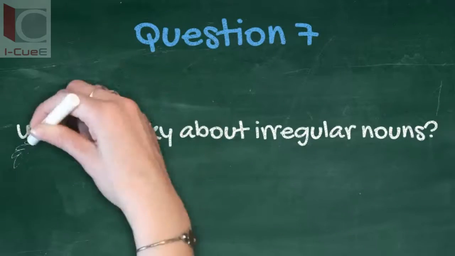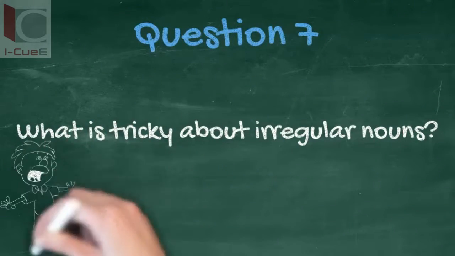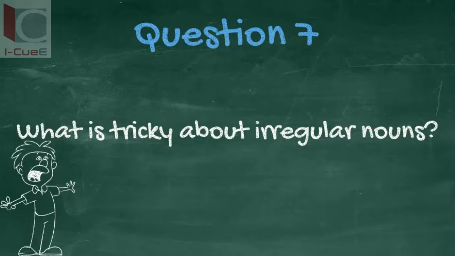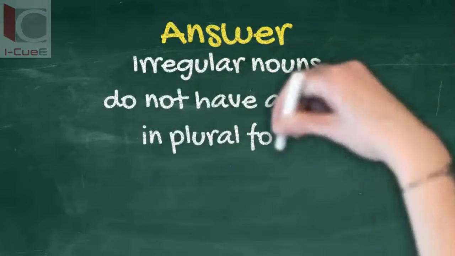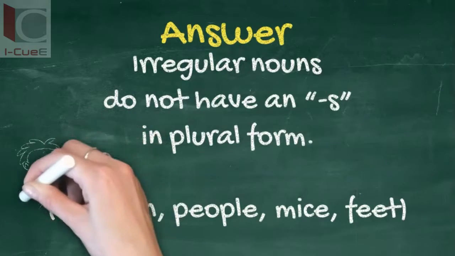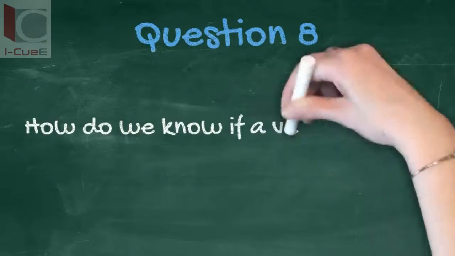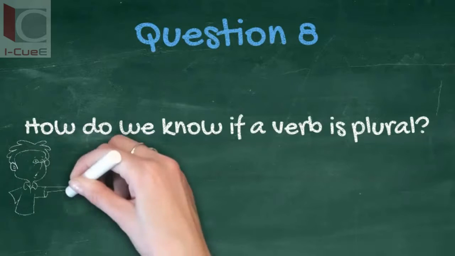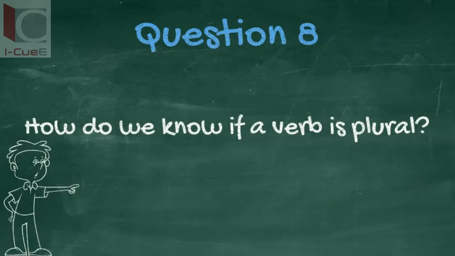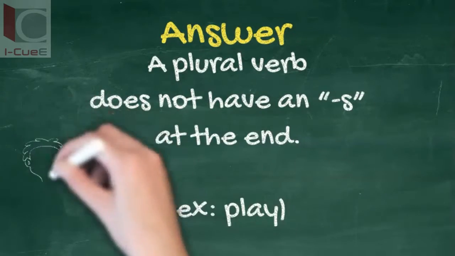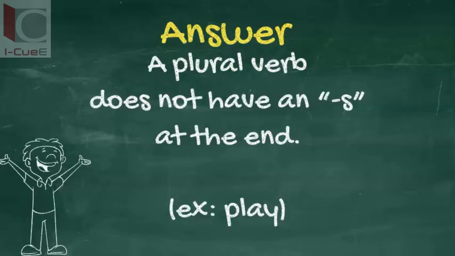What is tricky about irregular nouns? Irregular nouns do not have an S in plural form. Example, men, people, mice, feet. How do we know if a verb is plural? A plural verb does not have an S at the end. Example, play.